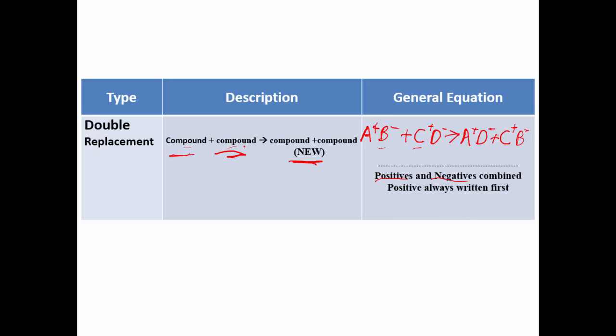The parts have switched places with the compounds: the A and the D have gone together, and the C and the B have switched places and combined together. Remember the positives and negatives? Positive is always going to be written first. That's why we had the C and the B negative part there. So double replacement, two replacements happening.